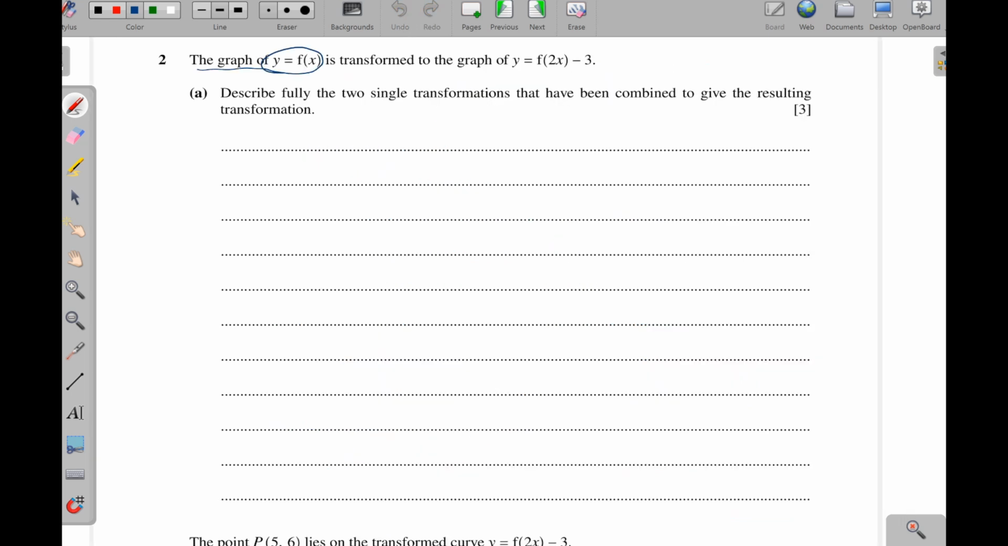The graph of y equals f of x is transformed to the graph of y equals f of 2x, then minus 3. Part A: Describe fully the two single transformations that have been combined to give the resulting transformation.